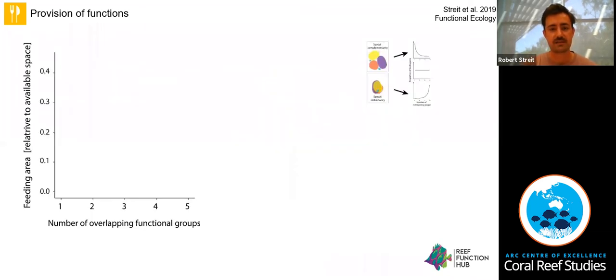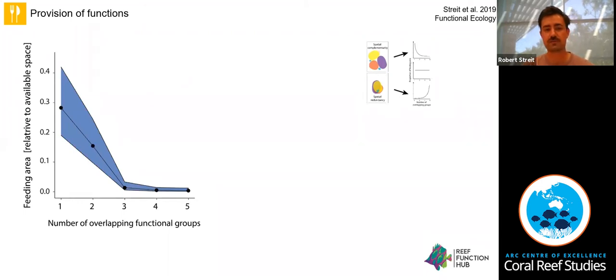And this is the data behind this. So here is the same kind of graph. We've got feeding area on the Y and the number of overlapping functional groups on the X-axis. And this is what we found. So really, most of the overlap was only 2 groups at a maximum. So barely none of the reef was covered by 3, 4, or 5 groups overlapping over one another. But that alone was just the pattern we found.